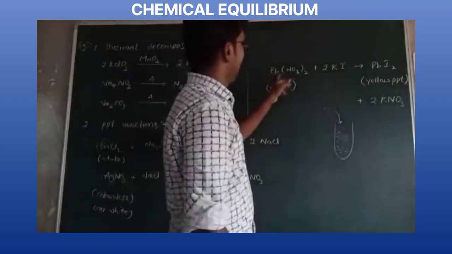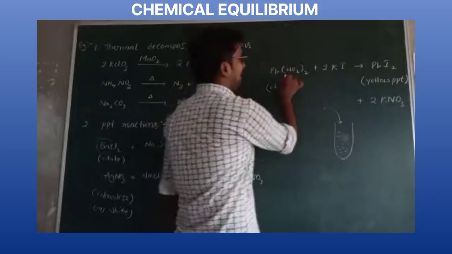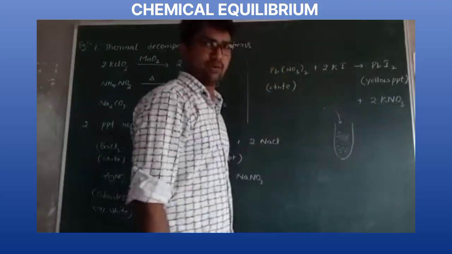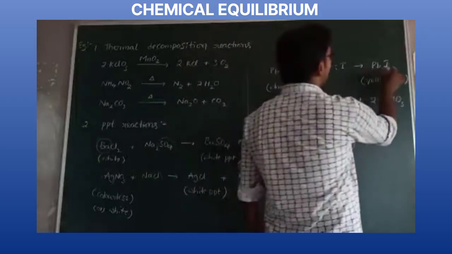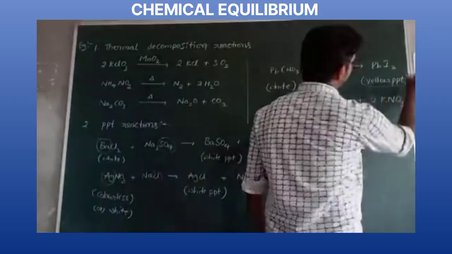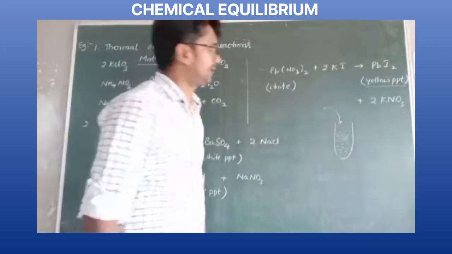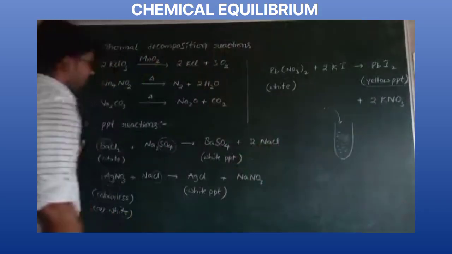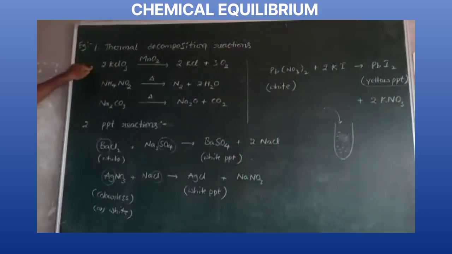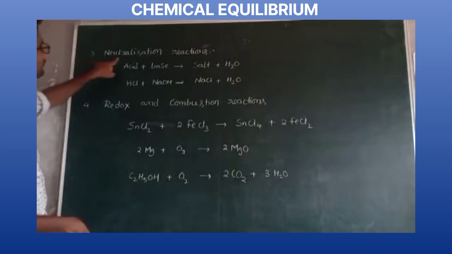Next one, lead nitrate. Lead nitrate is actually white in color. If lead nitrate reacts with potassium iodide, it gives PbI2. Lead iodide is formed. Lead iodide is a yellow precipitate. See which color? Yellow color. We observed yellow color. Okay. These are all precipitation reactions. Thermal decomposition reactions and precipitation reactions, these two are irreversible reactions. Other examples, the third type in irreversible reactions.